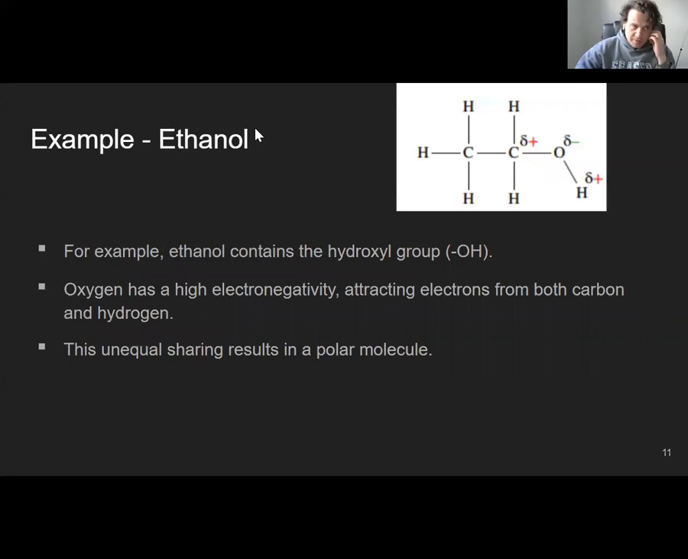So ethanol, you can tell that because it has an OH group and 2 carbons. The ethanol contains the OH group, and the oxygen has the highest electronegativity. So it attracts electrons from both the carbon and the hydrogen. So this molecule becomes polar because it has points that are negatively charged and points that are positively charged.